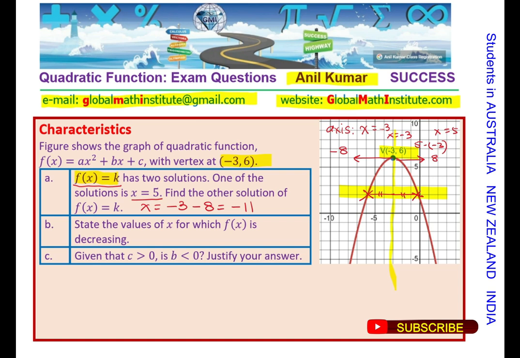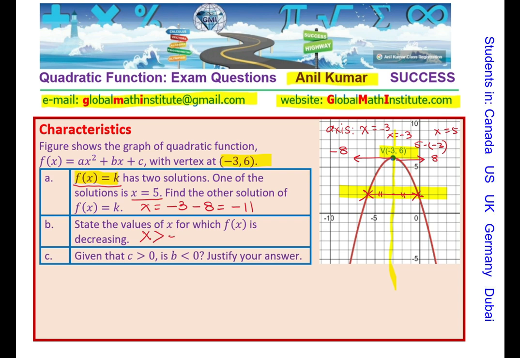Now, part B is state the values of x for which f of x is decreasing. F of x is decreasing means going downwards, so it decreases from the maximum value of 6 onwards to the right. So we can say the values are x greater than -3. Now, some of you may also say x greater than or equal to -3, right? On the right side of the axis, the function is decreasing. On the left side, it is increasing.